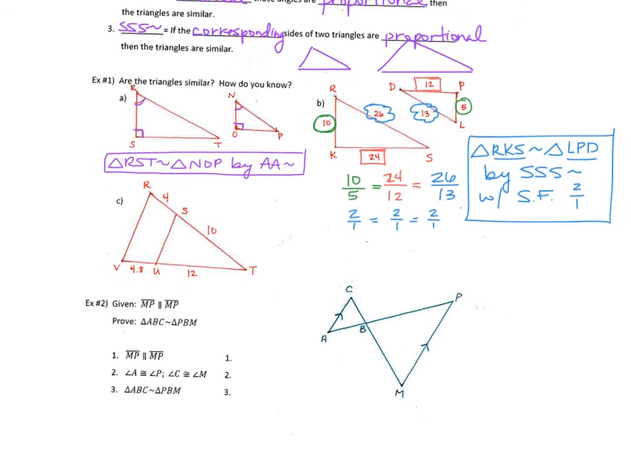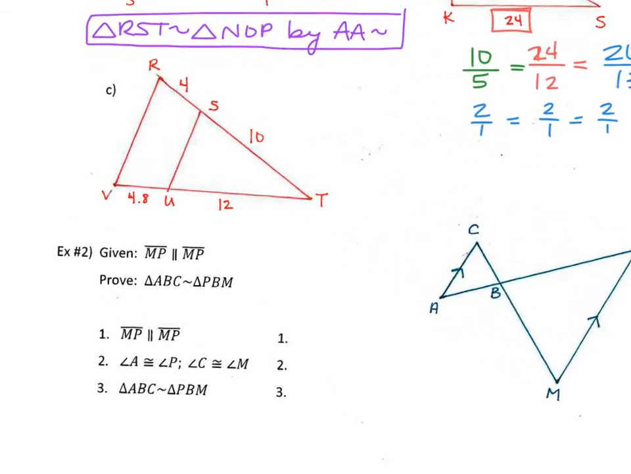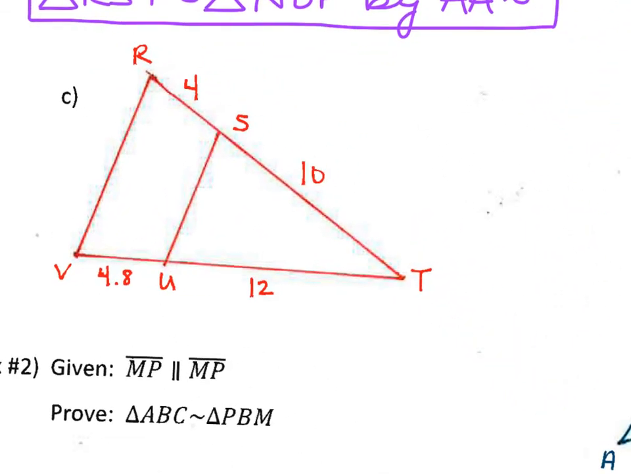All right, letter C here. This one can be a little bit tricky, mostly because there's overlap. Do you see your two triangles? I'm gonna zoom in real big here because I'm kind of out of space. You have this triangle, but you also have the big triangle.